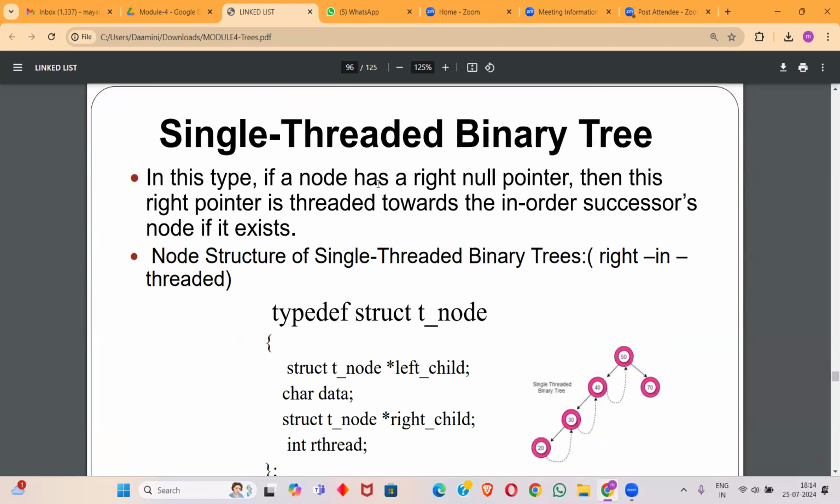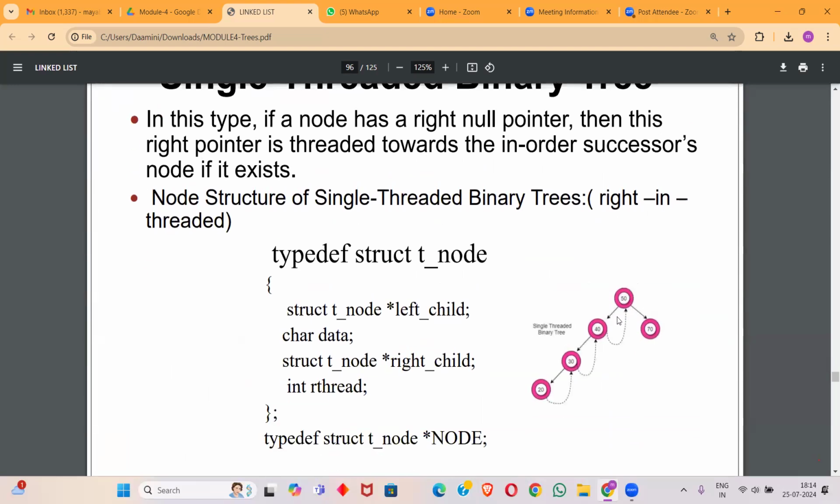See, what is a single thread? Assume I have a diagram. We are giving only the right side. I am not giving one more thread to the 50 from there. Then we call it right in-threaded. This is an example of a right in-threaded tree. In a right in-threaded tree, the right pointer is threaded towards the in-order successor. It's a single-threaded binary tree.